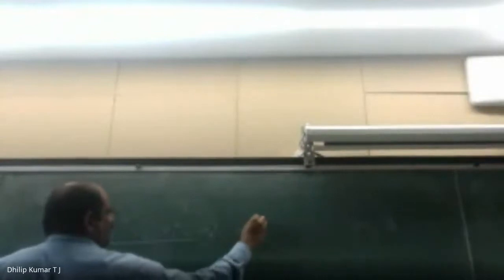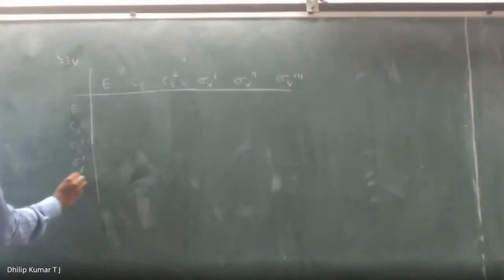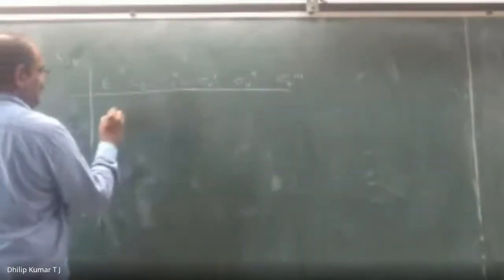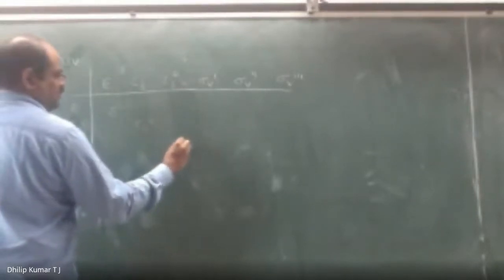So you have written a lot of things. E, C3, C3 squared, sigma V, sigma V prime, sigma V double prime, sigma V triple prime, and then you have again the same things. Sir, the board is not visible. No, I'm answering whoever has asked the question. So first row and second column is fine. So this is E, you get it. This is C3 squared. This is C3 into C3.